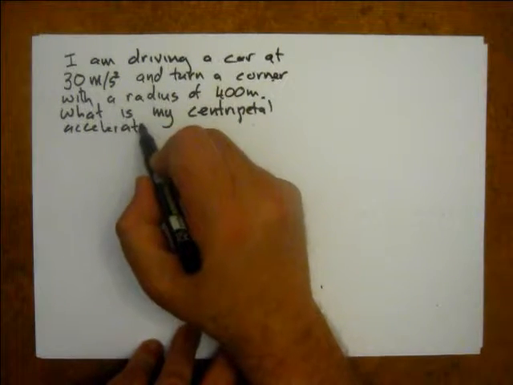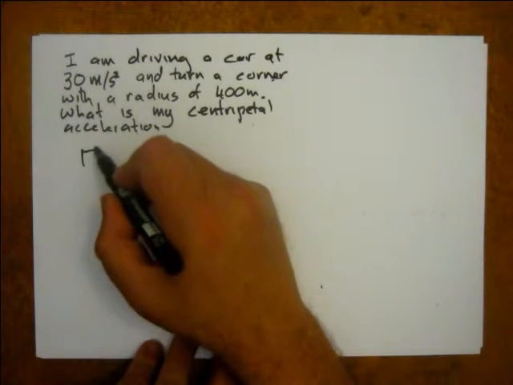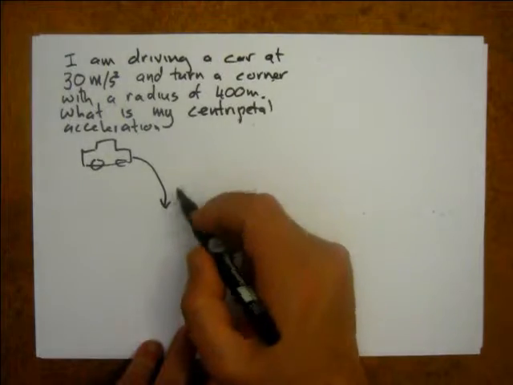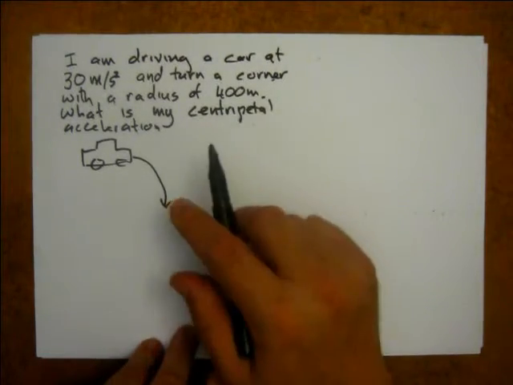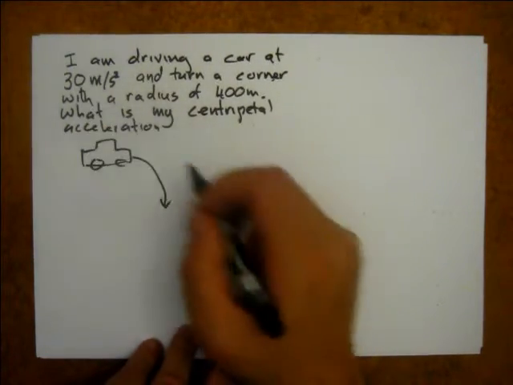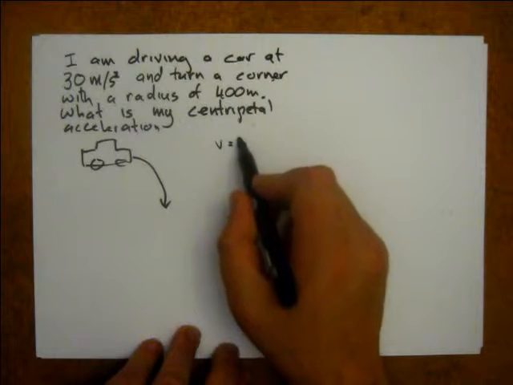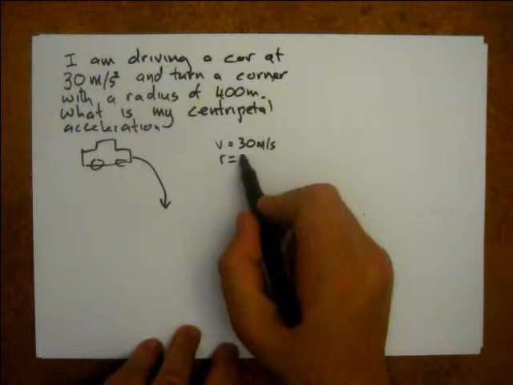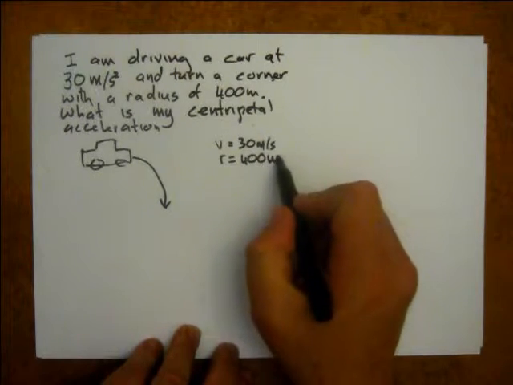Well, step 1, draw a picture. Here's my wonderful car. I'm going around the corner. Step 2 is write down what you know. So what do I know? I know V is equal to 30 meters per second. I know R is equal to 400 meters.